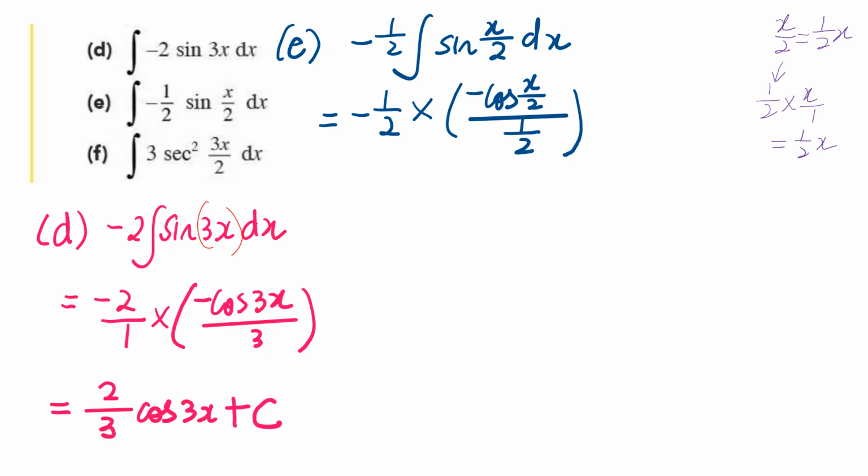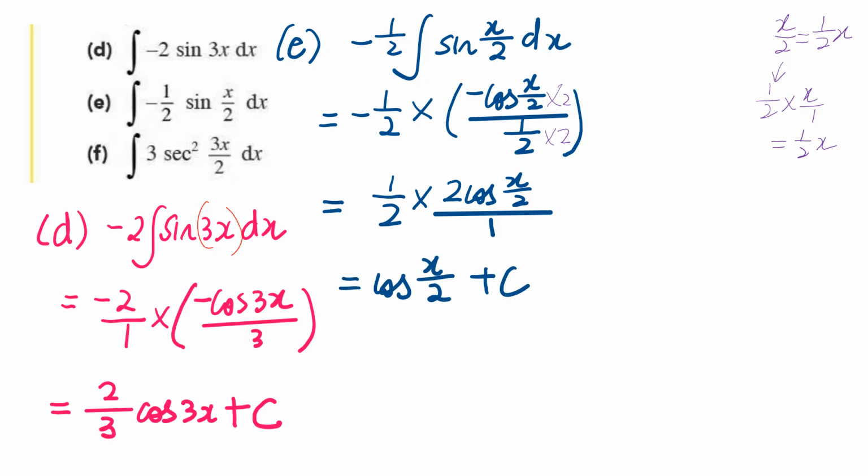Alright, so here what we can do is you can just use that simple trick, multiply by 2 at the numerator and 2 at the denominator. And you end up getting, okay, and the negative will give you a positive. So you end up getting cos x over 2 plus c.